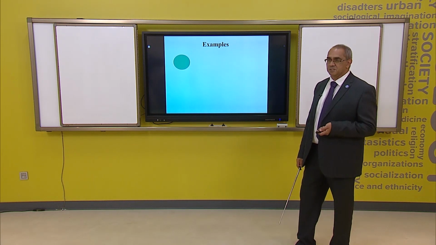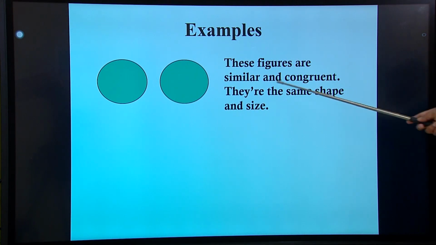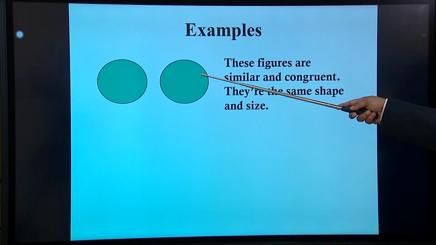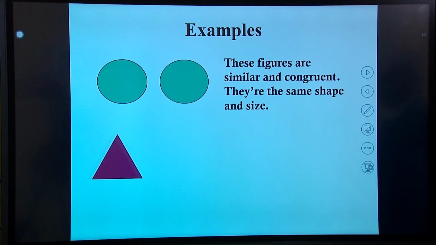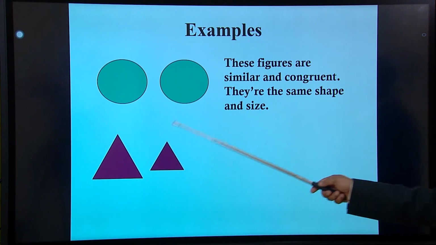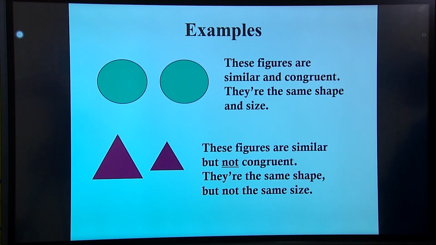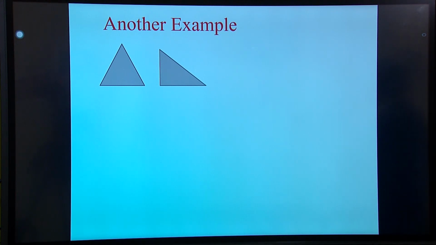Let's have a look at a few examples. There we have 2 balls. They look the same size, the same shape, so they are similar. They have the same shape. Congruent, they are identical. So let's have a look at these triangles. They have the same shape, so they are similar. They are not the same size, so that means they are not congruent. Hopefully that's fairly straightforward. Another example. Let's look at those two triangles. Different shape, right?